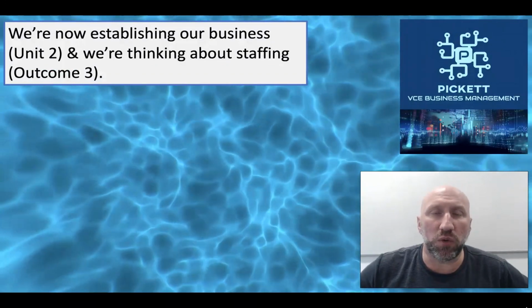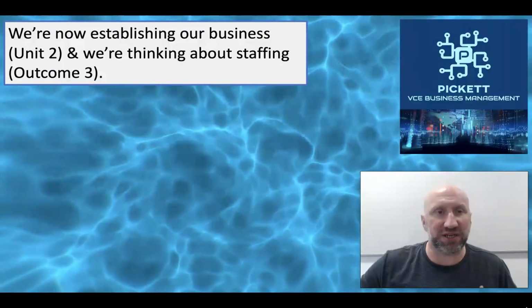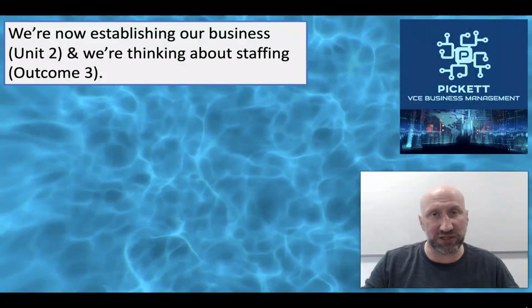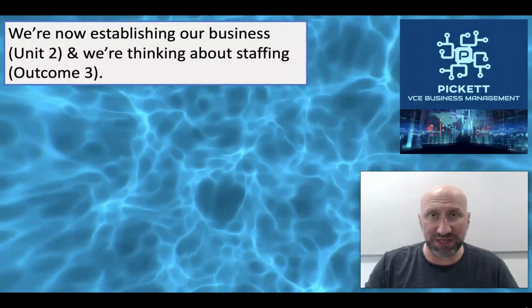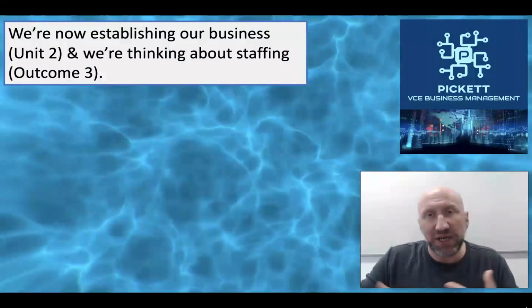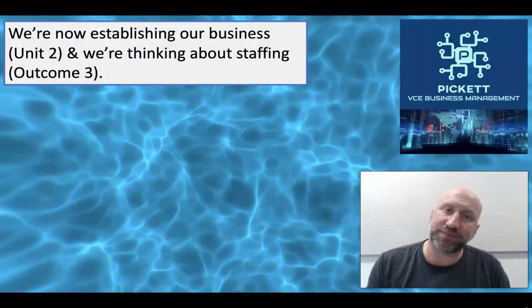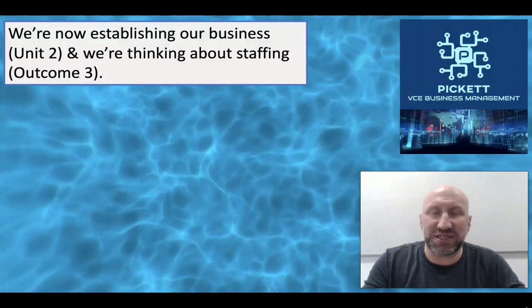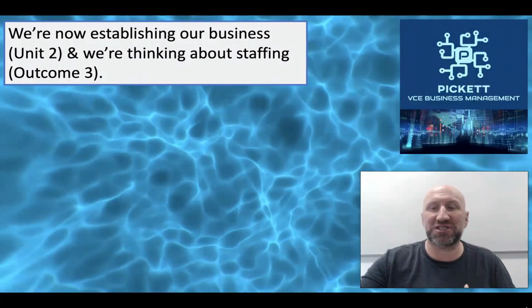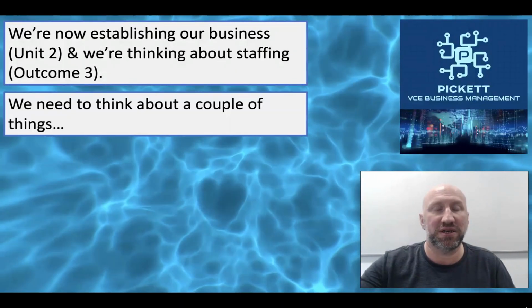Now, we'll talk about establishing our business. This is the whole of Unit 2. The whole of Unit 2 is about establishing. So Unit 1 was planning our business. Unit 2, we're establishing, so we're kind of starting and getting our business up and running. So now this whole Outcome 3 is obviously all about the staffing of the business.